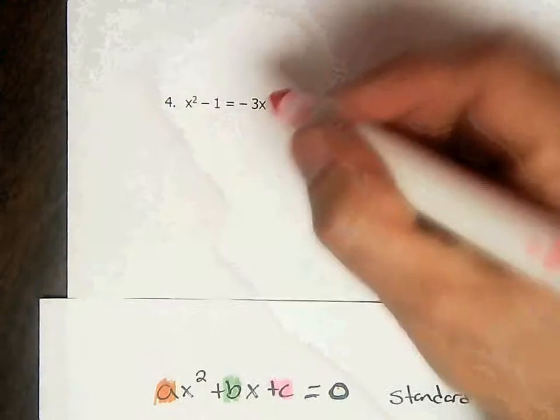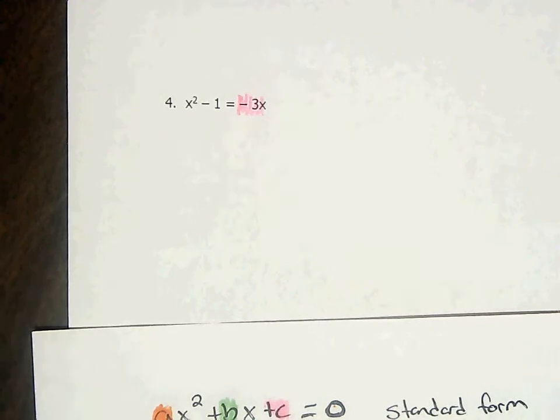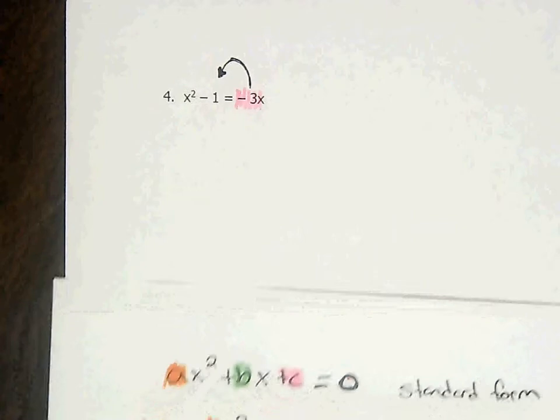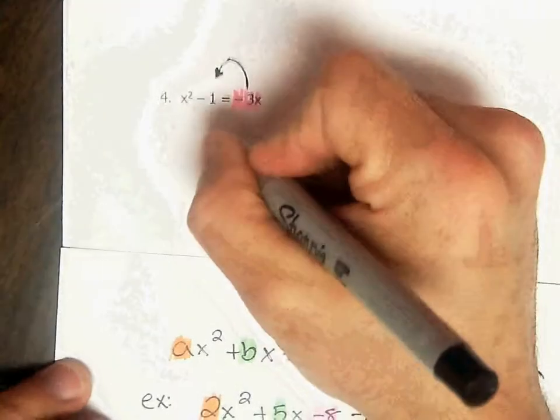So I'm looking over here and I say this is negative 3x. Well, you got to go to the other side. I got to move you over here. And by doing that, you're going to change from a negative 3x to a positive 3x.